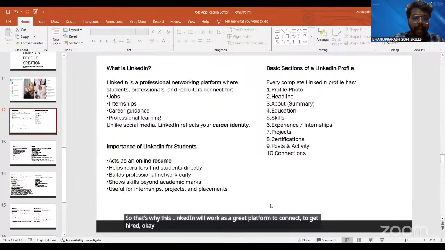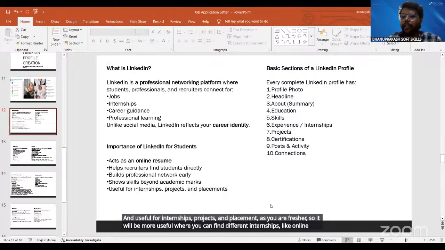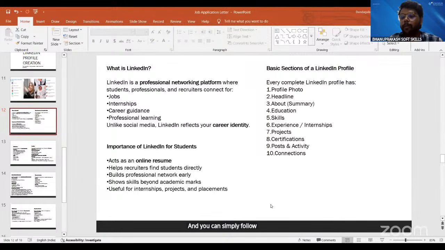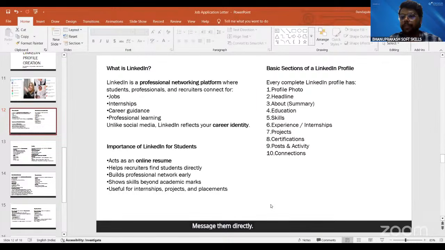Okay. It builds a professional network early, shows skills beyond the academic marks, and is useful for internships, projects, and placement as you are a fresher. So it will be more useful, where you can find different internships online. You can simply follow the persons who are providing these internships and message them directly, so that if they find your profile as well as your details good, then you might get these internship opportunities.